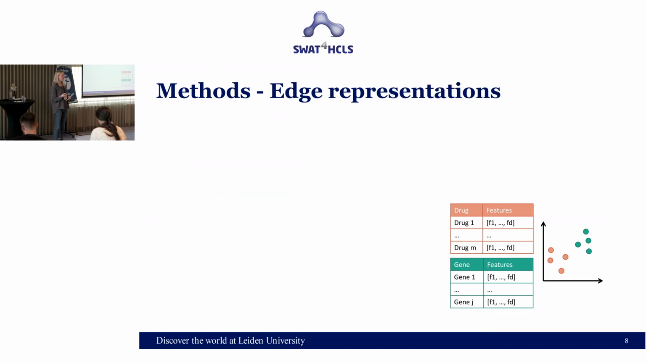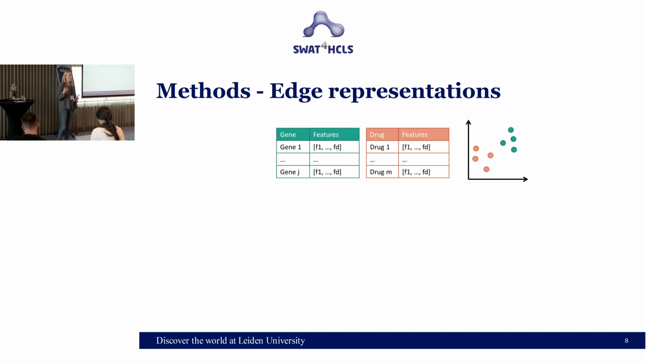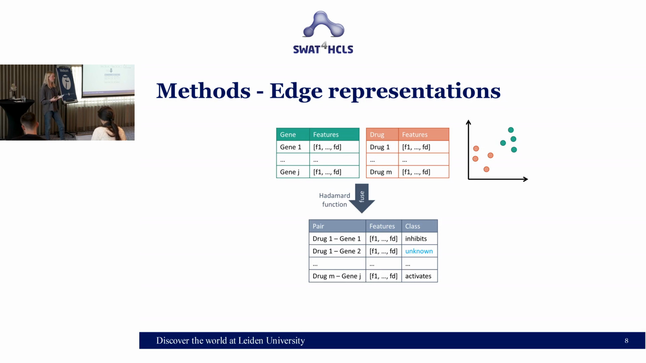So now we have a vector for every drug and gene in our graph. Because we want to predict the edges between these nodes, we needed a way to create edge representations out of these vectors. We did this by fusing the drug and gene embeddings using the Hadamard function. So we now obtain one vector for every drug-gene combination, and now we add the interaction type. If it's known, then in which direction, and if it's unknown, we state it as unknown.